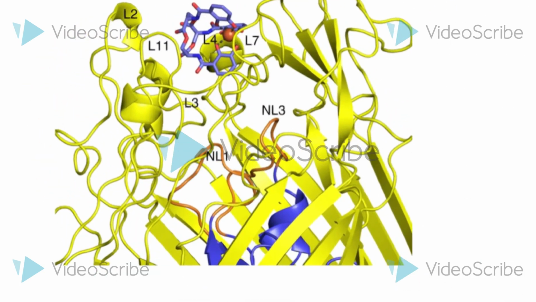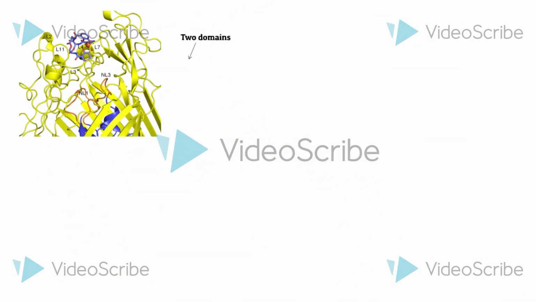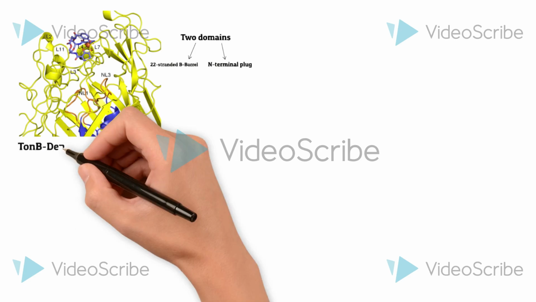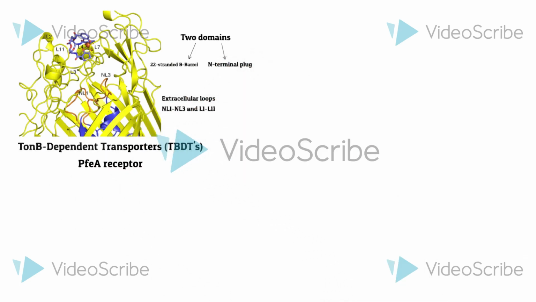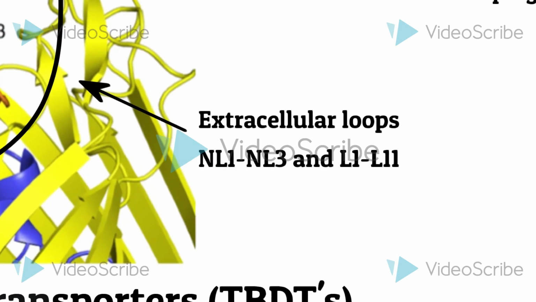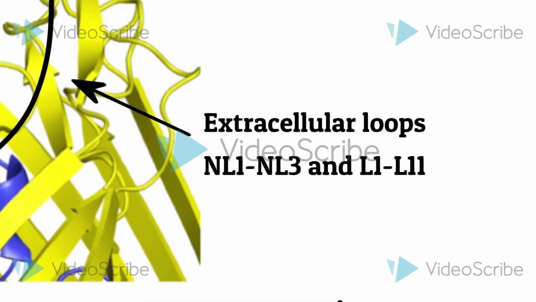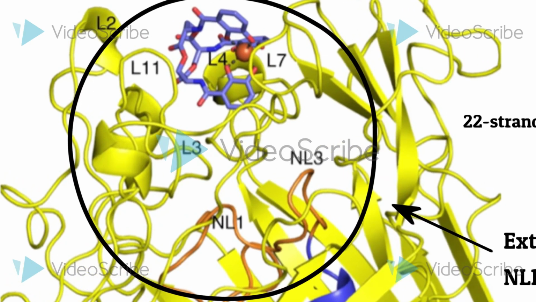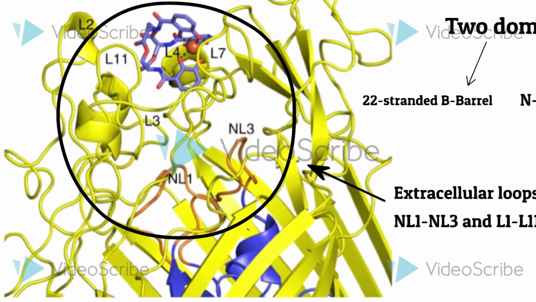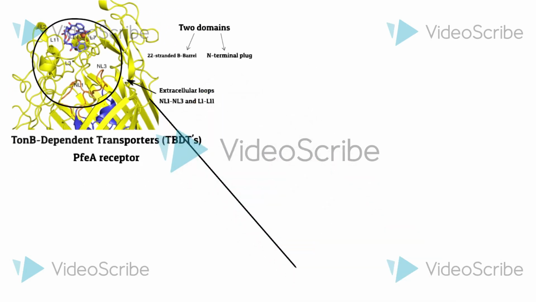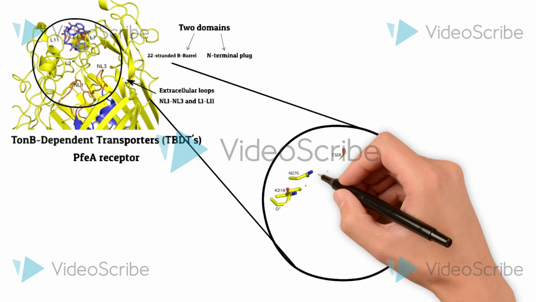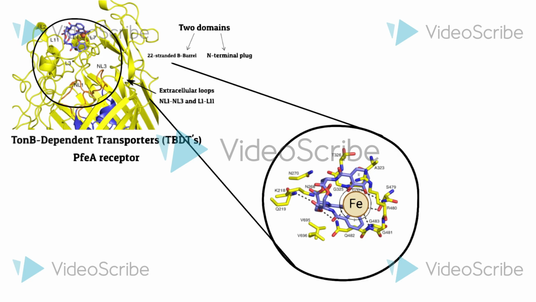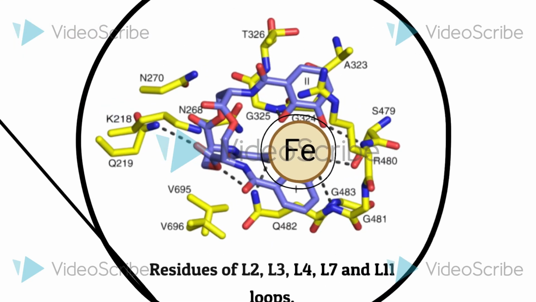The receptor has the same two domains, a 22-stranded beta barrel and an N-terminal plug, common to the TBDTs. Extracellular loops on the plug domain and the beta barrel are the loops NL1 to NL3 and L1 to L11. FepA has loops L3, L4, L7, and L10 that cover the extracellular face of the structure. The ferric siderophore is bound to FepA by residues of loops L2, L3, L4, L7, and L11 on the extracellular surface.